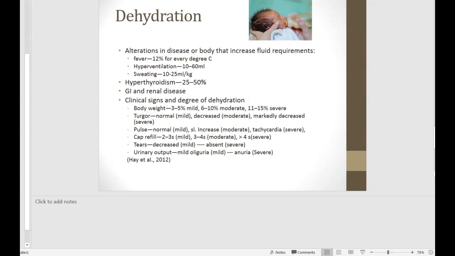If the capillary refill is 2 to 3 seconds, it's mild dehydration. If it's 3 to 4 seconds, it's moderate dehydration. If it's greater than 4 seconds, it's severe dehydration. If tears are absent, there is severe dehydration. Mild oliguria and anuria are how you classify urinary output.